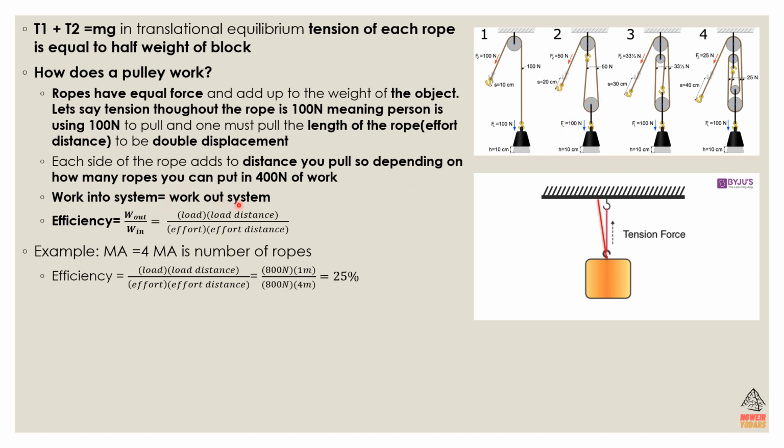So with mechanical advantage, you need to calculate the F out and the F in. Here it's W out divided by W in. So you've got the load times the load distance and the effort times the effort distance. So here, for example, we've got 800 newtons times the load distance, and then you've got the effort times the effort distance, 800 newtons times 4 meters equals 25% efficiency. So it's not that efficient.